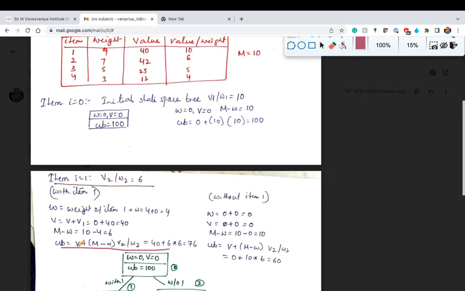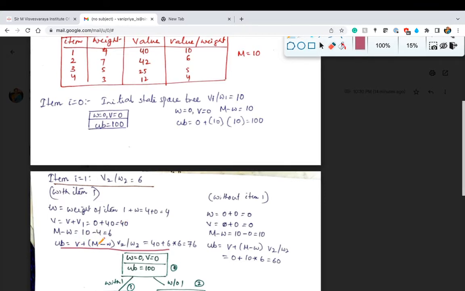Here V is 40, plus M minus W, where M is the total capacity of the knapsack, and W is the weight of the first item, which is 6. So 6 into V2 by W2 we will be having here itself, right? That is nothing but the second item's V2 by W2 value, so that will be 6 here. If you substitute that, you are getting the upper bound as 76. So this is when you include the item.